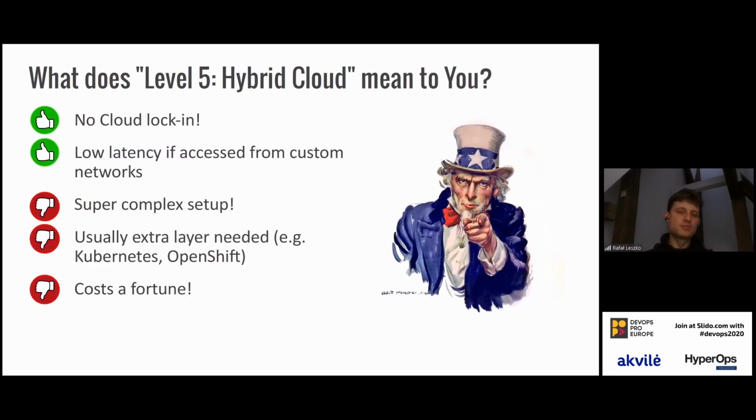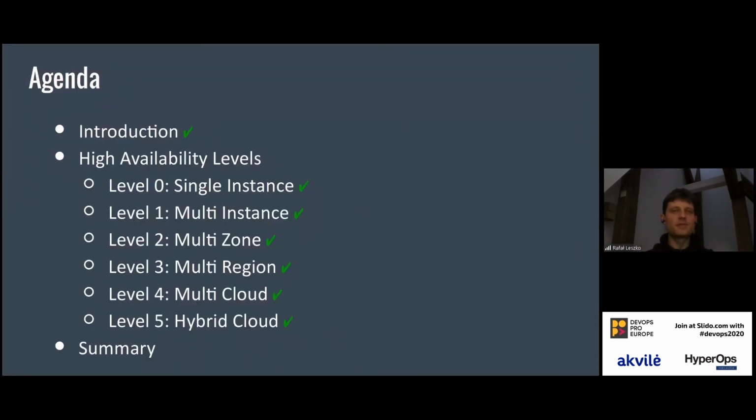As a short summary, hybrid cloud is mainly if you don't want to be cloud locked-in, and also for low latency if accessed from some custom network. But the setup is very complex, and it usually will cost you a fortune. So it's really for big enterprises, but people are really doing this, or at least that's their target. So this way we covered all the high availability levels which you can use.